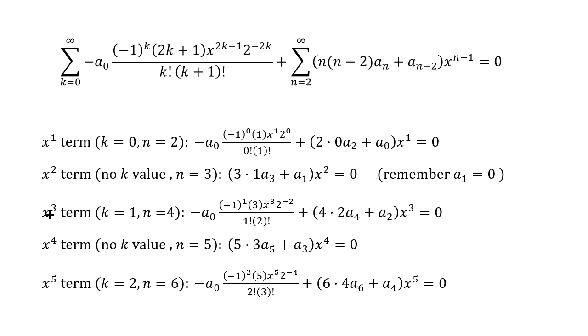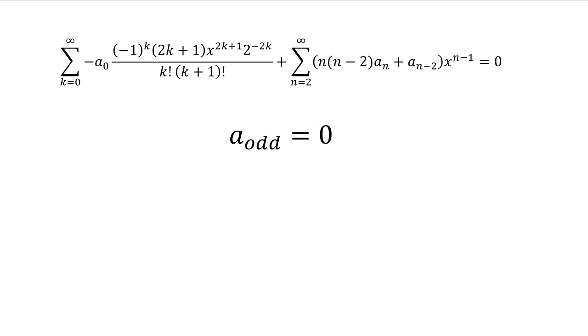The x to the third power term will correspond to when k is 1 and n is equal to 4. You can write down some equation. For x to the fourth power, again, no k value will give you anything, but n equals 5 will give you this. And because a3 is equal to 0, a5 is again equal to 0. And then you can proceed by plugging in further values and you get this. But as you go, you realize something. All the odd terms will be 0.